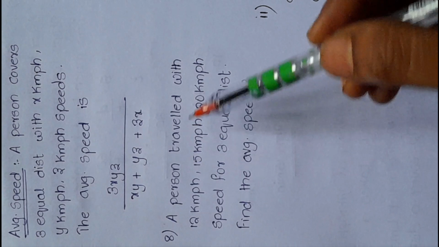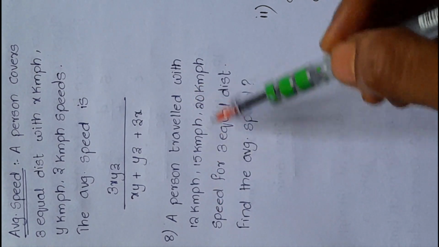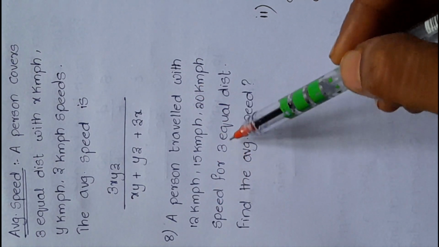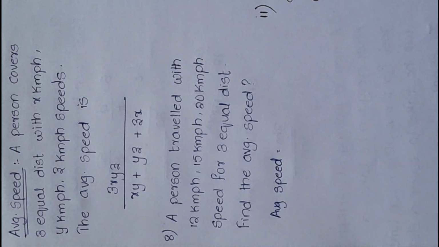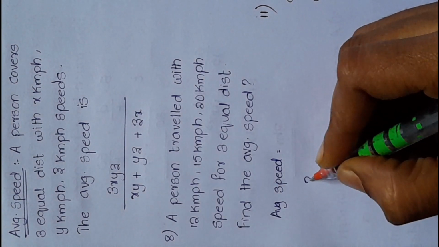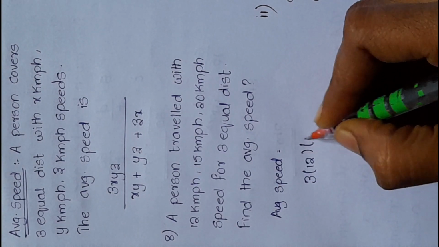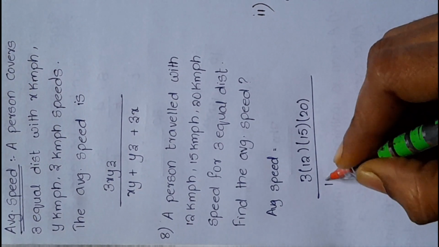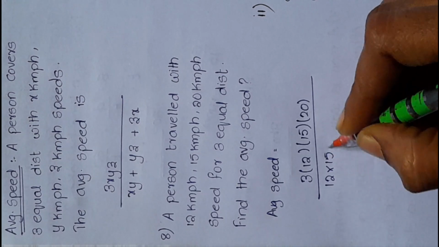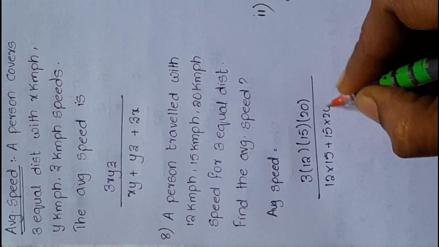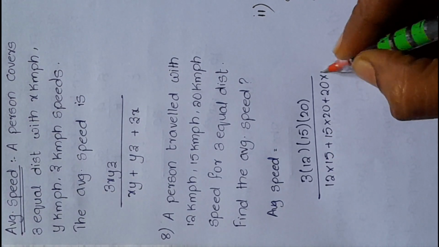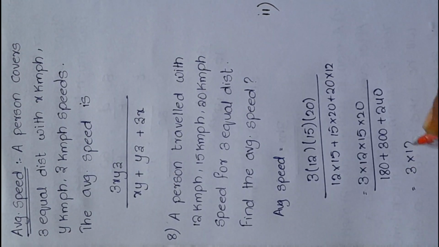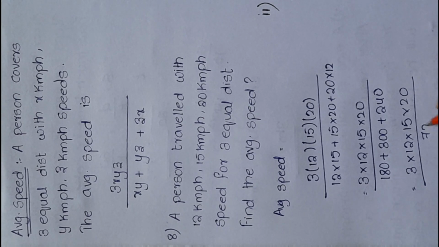Question number 8. A person travelled with 12, 15 and 20 kilometers per hour speeds for 3 equal distances. Find the average speed. Let us substitute the values in the above formula. We get 3 into 12 into 15 into 20 by 12 into 15 plus 15 into 20 plus 20 into 12. 3 into 12 into 15 into 20 by 720.